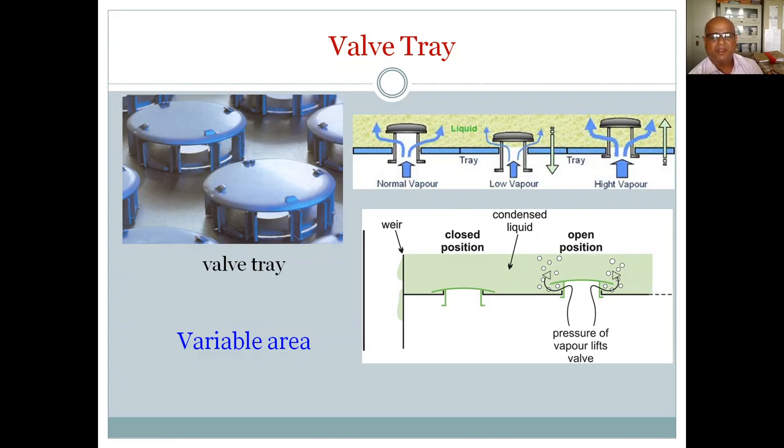The advantage here is that whatever your gas flow rate is, liquid dumping or weeping will not occur. Construction of a sieve tray is very easy: you just make holes. A valve tray is costly because it has many parts, but it is clearly better than the sieve tray. So this is the variable area, with a closed position and an open position. These are the constructions of the valve tray.